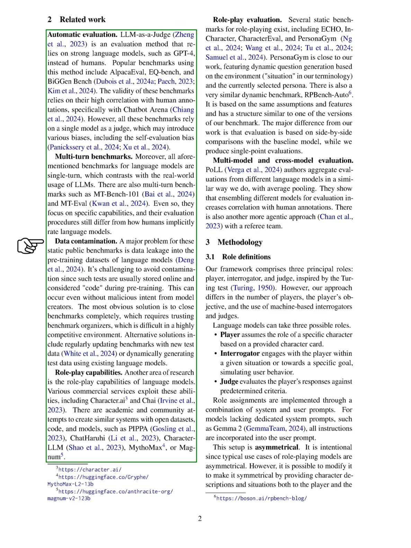In the related work section, we discuss automatic evaluation methods that use strong language models instead of humans, such as Alpaca Eval and EQ Bench. However, these benchmarks often rely on a single model as a judge, which can introduce biases. We also note that most existing benchmarks are single-turn, which doesn't reflect real-world usage. While there are some multi-turn benchmarks, they focus on specific capabilities and differ from how humans typically evaluate language models.